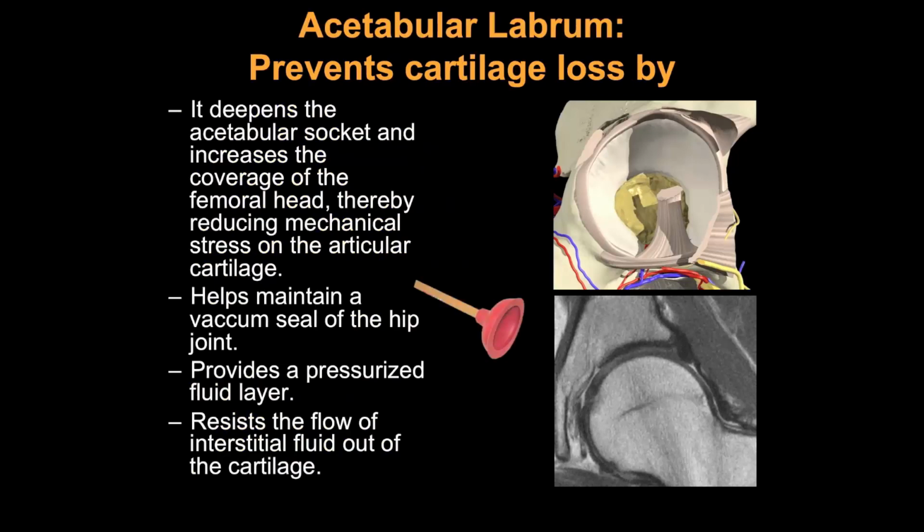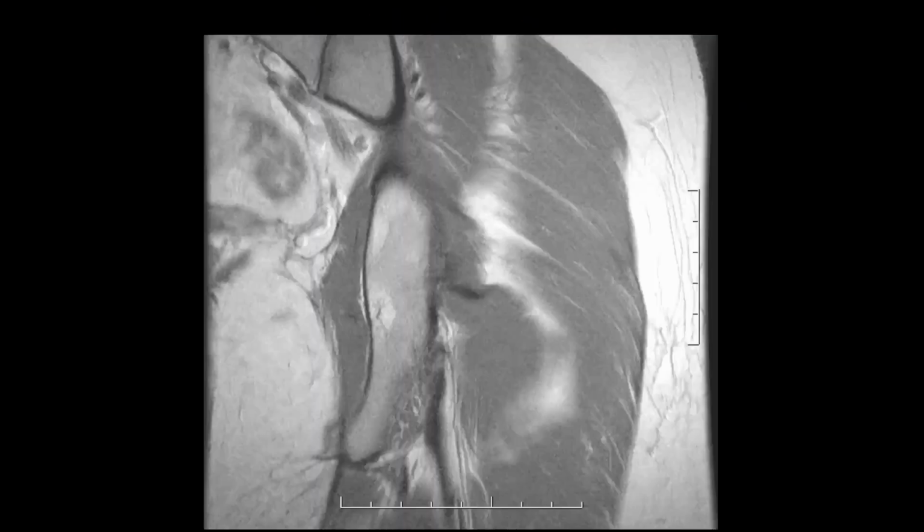So the acetabular labrum prevents cartilage loss by deepening the acetabular socket and increasing the coverage of the femoral head, thereby reducing mechanical stress on the articular cartilage. It helps to maintain a vacuum seal of the hip joint. It provides a pressurized fluid level, and it resists the flow of interstitial fluid out of the articular cartilage.